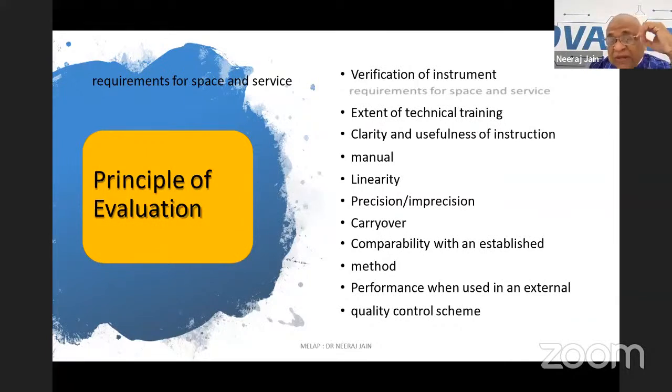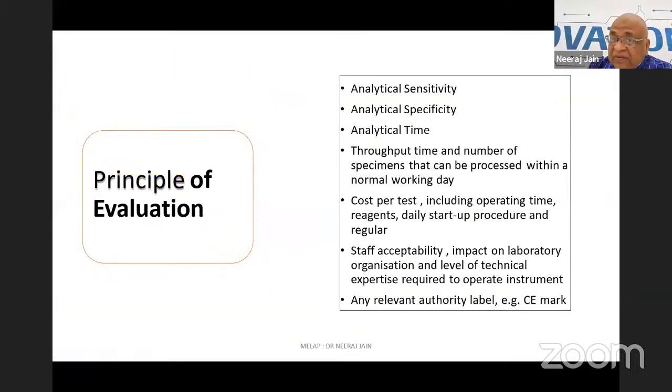You're comparing with already established method, you're participating in a class and comparing result with that. Analytical sensitivity: what is the minimum difference which you're able to appreciate? You may be having 3 glucose testing machines. One is providing the result 230, 240, 250. Another is providing 231, 232, 233. Third is providing 230.1, 230.2, 230.3. So this minimum difference which machine is able to appreciate is analytical sensitivity.